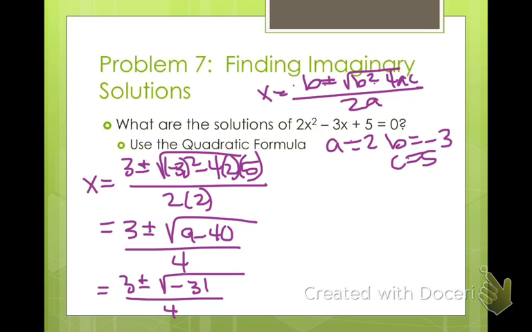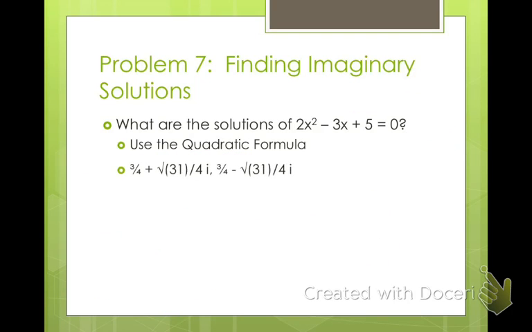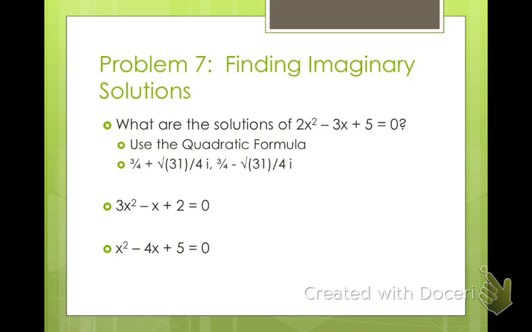Now we can't simplify the square root of negative 31, so I'm going to write my solutions as 3 plus or minus i square root of 31 over 4. And this would be our solution. So this doesn't actually cross the x-axis, but it is a solution. Alright, these also are going to be the same thing, so just plug away with that quadratic formula, you're going to get it.